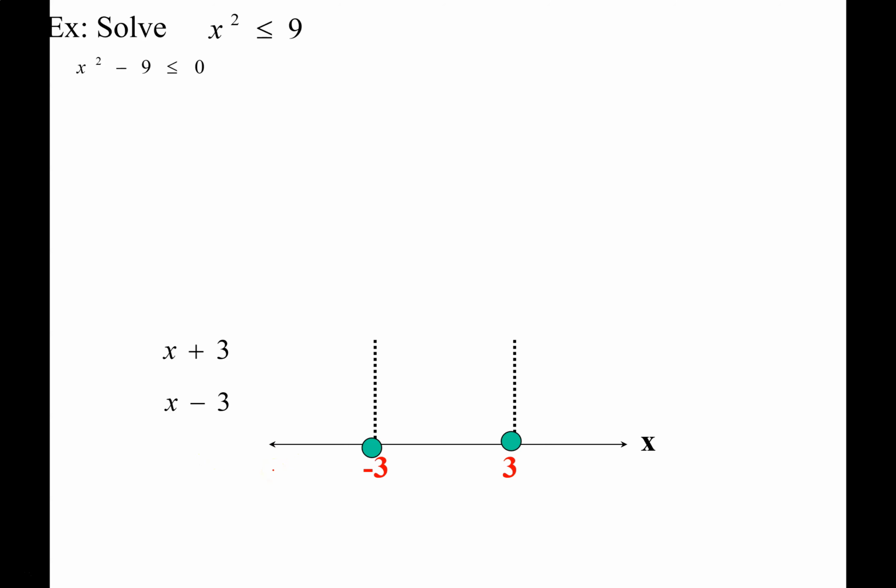I'm going to go with a -4. Again, I could pick any number that would satisfy this part right here, that would be less than -3. And what I'm going to do with this -4 is put it into each of these factors and see what we get. So I'm starting off with a -4 and substituting into each of the factors. So this will be -4 plus 3.